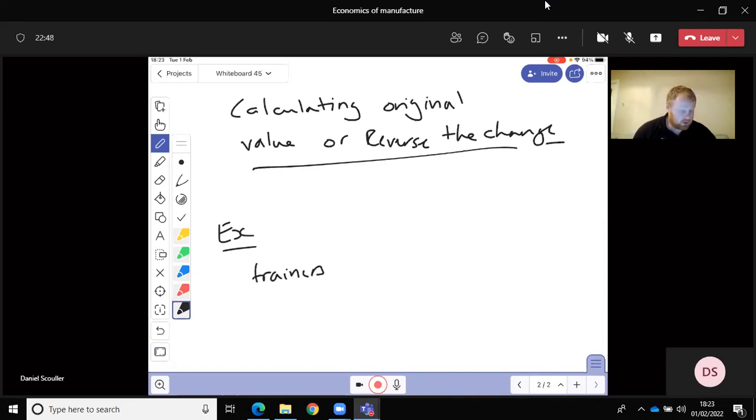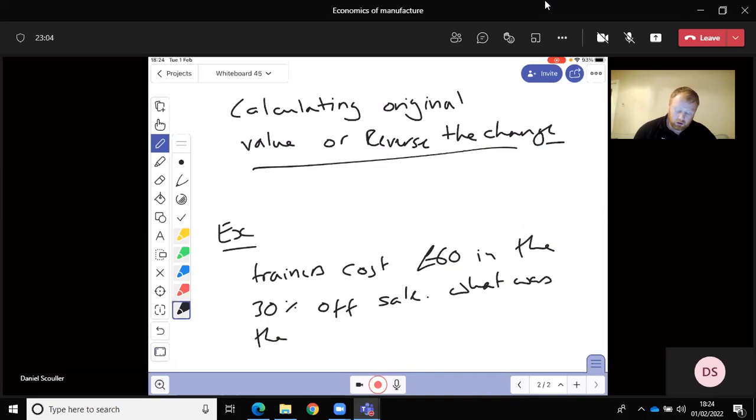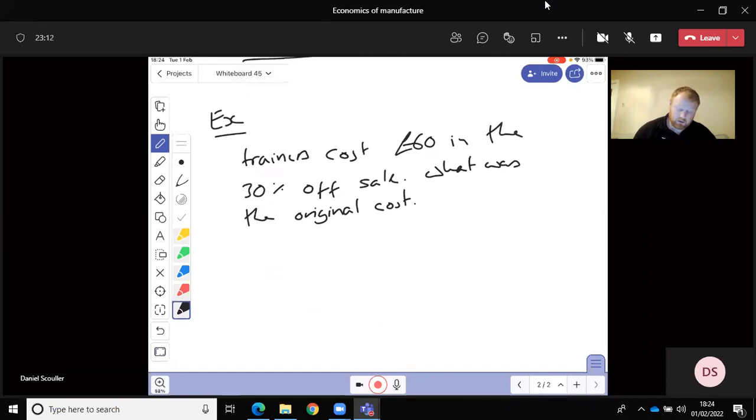A pair of trainers, £60, 30% off sale. What was the original? So if it's £60 and it's 30% off, that means it was 100 minus 30, so it's now 70% of the original value.